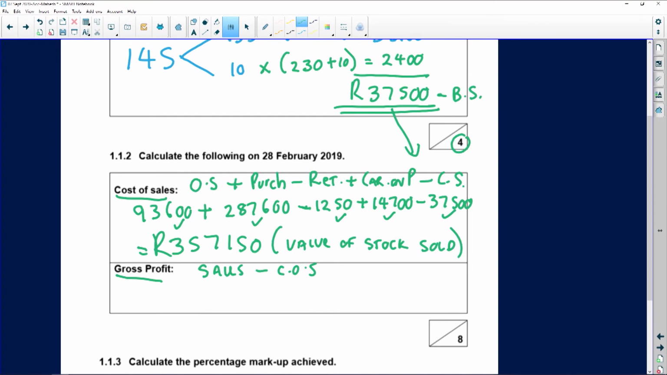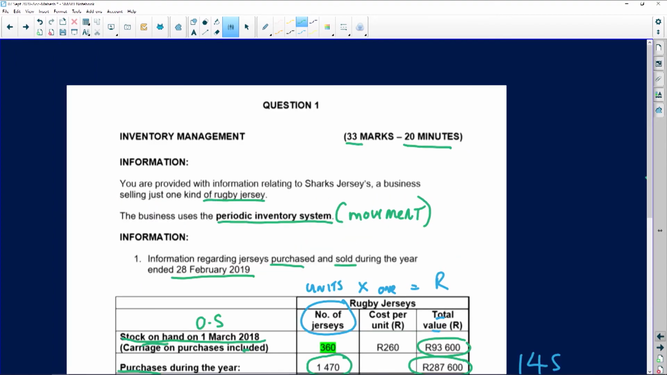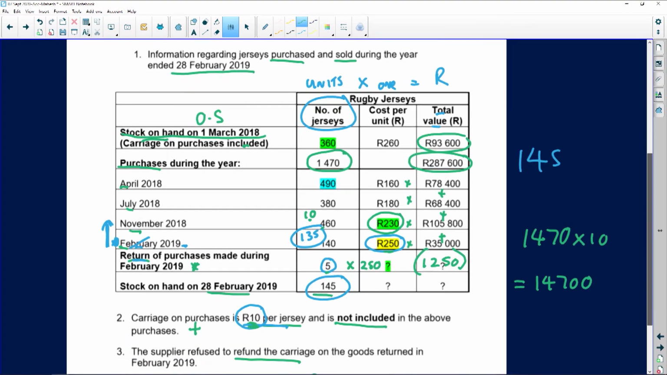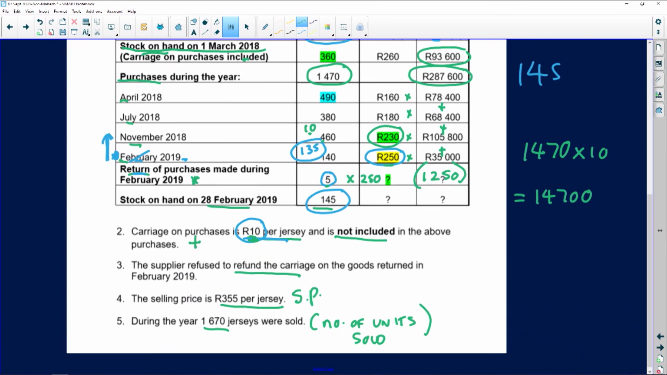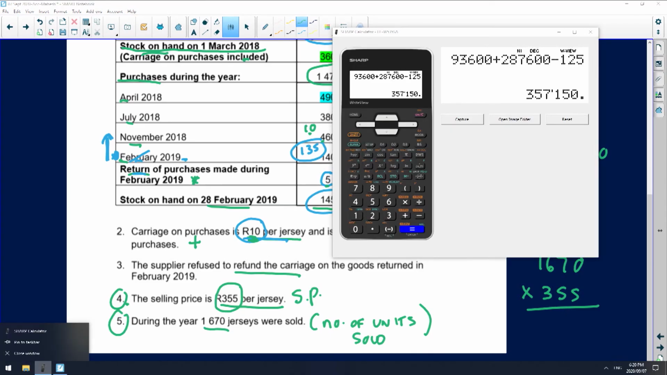Okay, so let's calculate our sales first. Shouldn't be too difficult. So let's go to our information. Okay, so remember we're now looking at information 4 and information 5. Let's start with information 5. During the year, 1,670 jerseys were sold, so number of units, 1,670, and the selling price per jersey, I'm now looking at information 4, your selling price per jersey, 355 Rand. So obviously we're multiplying that by 355 to get our total sales for the year.